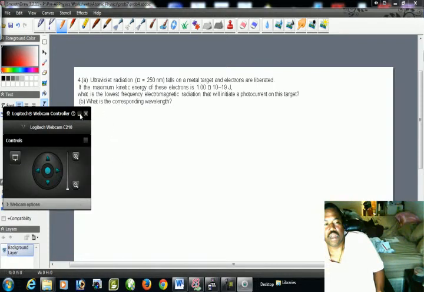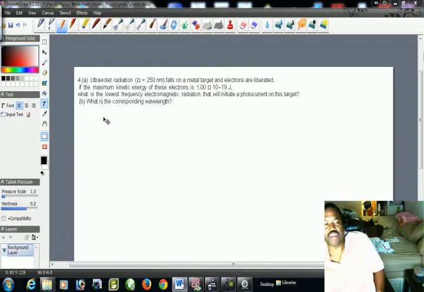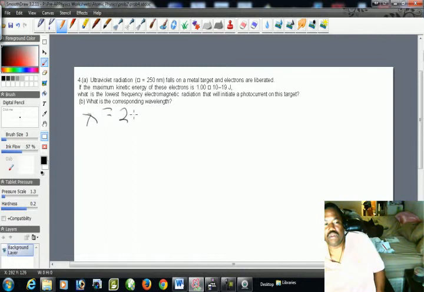Problem number 4 and number 5 on photoelectric effect. It says ultraviolet radiation, wavelength lambda is equal to 250 times 10 to the minus 9 meters, on a metal target. Electrons are liberated, which means removed, and the maximum kinetic energy is equal to 1 times 10 to the minus 19 joules, which is the lowest frequency.